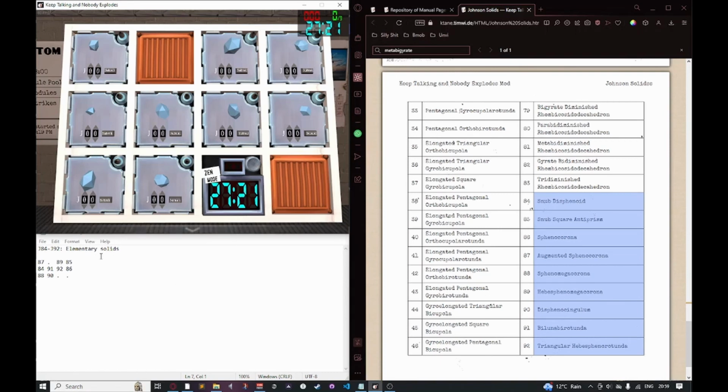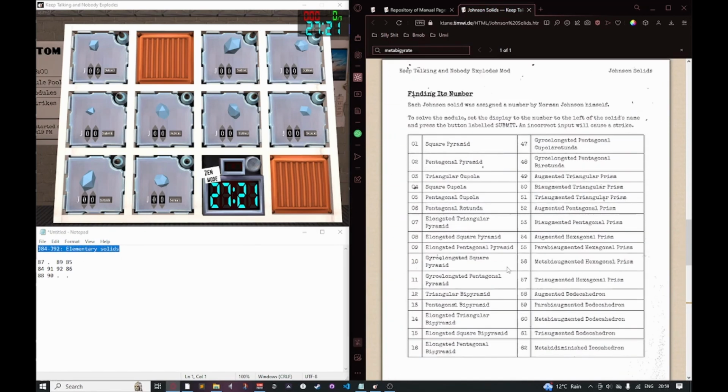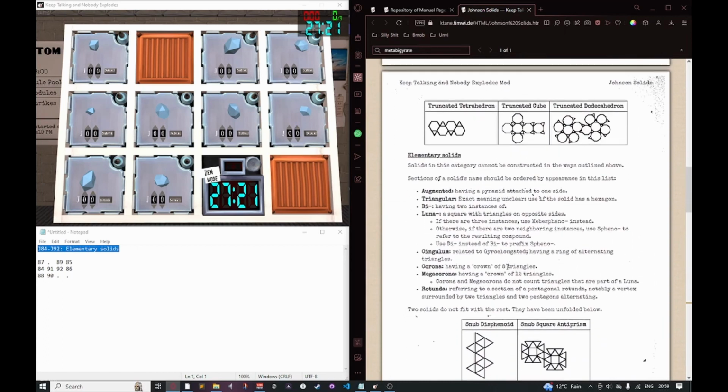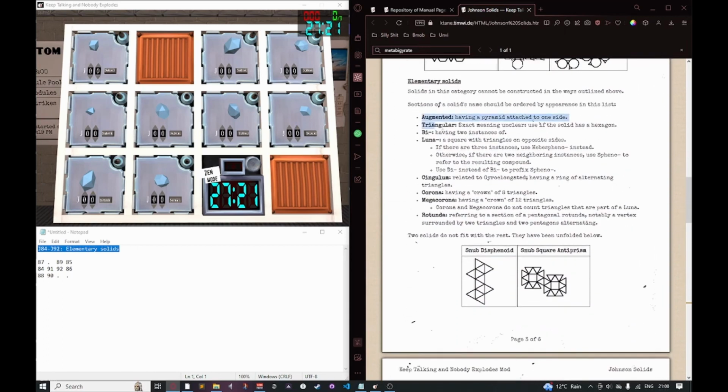Hello and welcome to the third part of the Johnson solids tutorial, which will be covering J84 to J92, the elementary solids. These solids, while they have somewhat systematic names, first of all include some solids that do not fit with the rest at all, and so they have unique names.